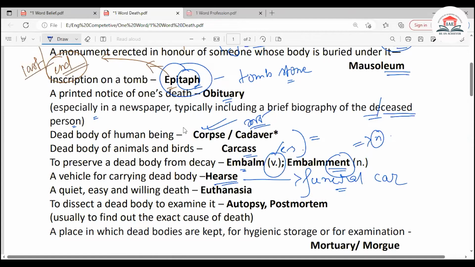Next, the most important word, that is euthanasia. Several times it has been asked. Euthanasia. So what is euthanasia? Popularly known as ইচ্ছা মৃত্যু, mercy killing. Exactly. Shasti mrityu or ichha mrityu. Shasti mrityu is a bit popular than ichha mrityu. এটা সুইসাইড তো নয়? No, definitely it is not a suicide.